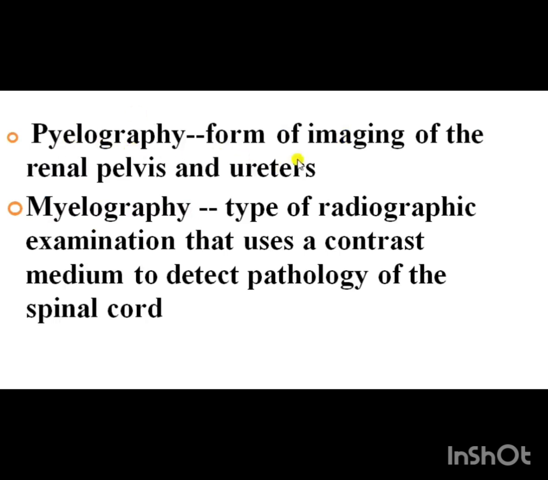Pylography is a form of imaging of the renal pelvis and ureters. Myelography is a type of radiographic examination that uses a contrast medium to detect pathology of the spinal cord. So pylography is related to the renal pelvis and ureters. Myelography is related to the spinal cord. Salpingography is related to the fallopian tube.